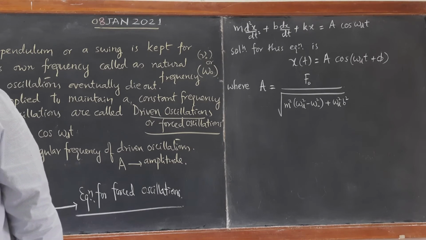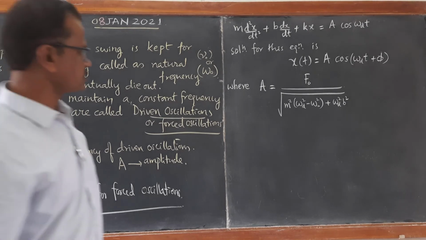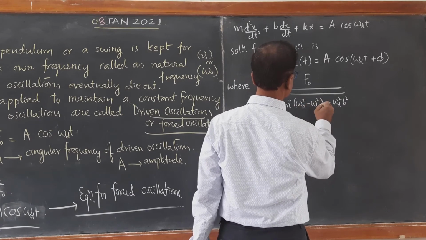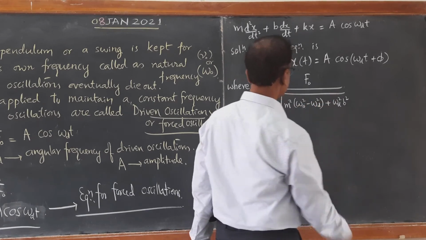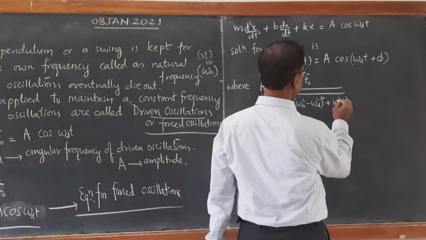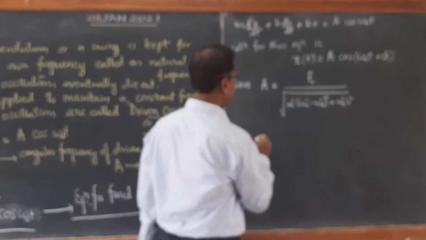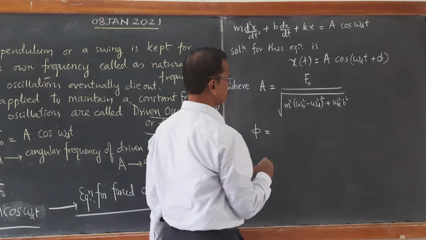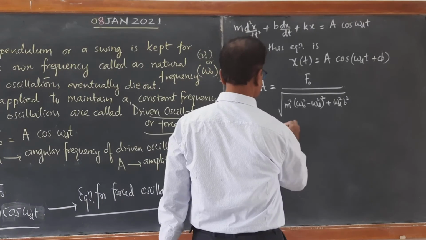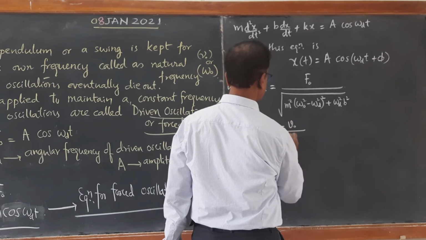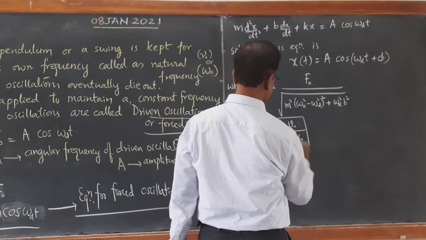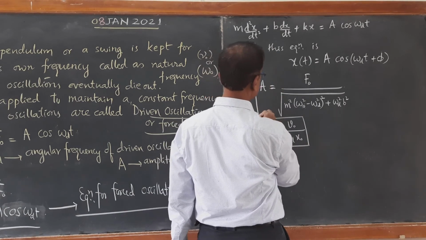Square root of m square (omega naught square minus omega d square) whole square into omega d square b square. The phase relation phi also has a result that is given by minus v naught upon omega d x naught. So you need not worry about these equations in detail, you just think about the amplitude.